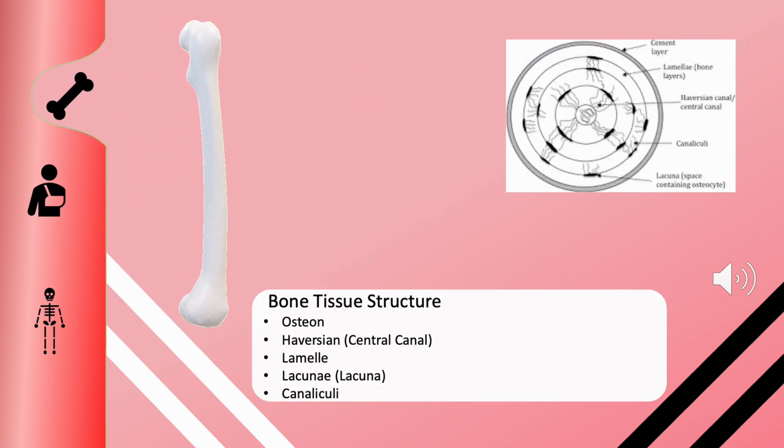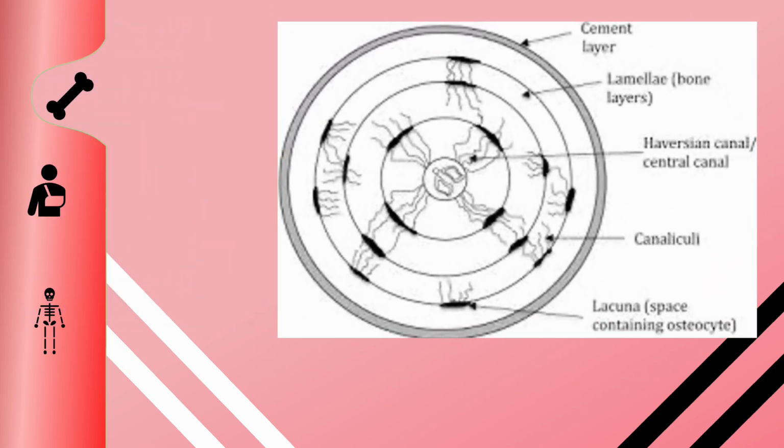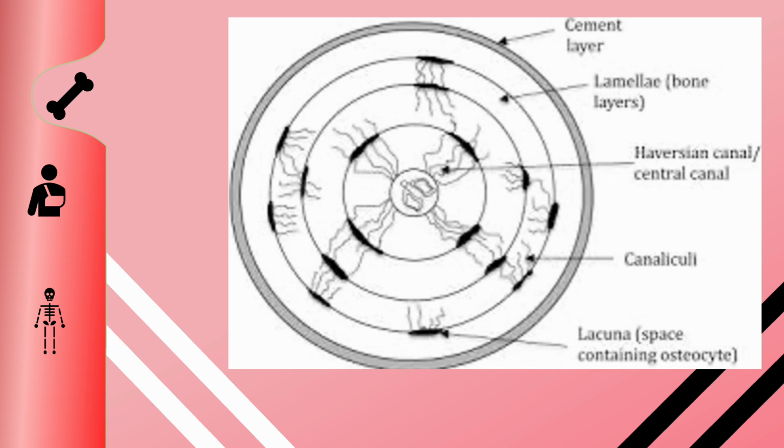Inside of the microscopic structure of bone tissue, we see rings or osteon. Osteon is the functional unit of bone. Each osteon has a hollow center called a Haversian canal or central canal. The central canal is where oxygen enters the bone and carbon dioxide exits out. The lamellae are the rings that surround the central canal.